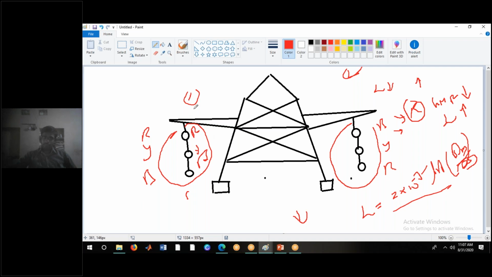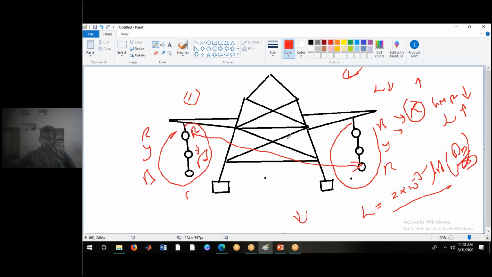In one circuit they connect R Y B from upward to downward. In another circuit they connect from downward to upward. Why? Because this is only to reduce the losses. So how can we reduce the losses? By reducing the inductance, by increasing the GMR value. So the distance between R and R will be increased, right?